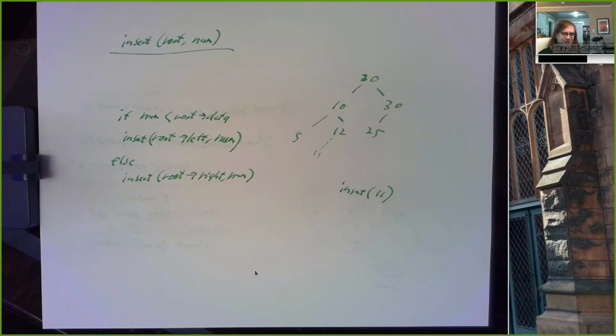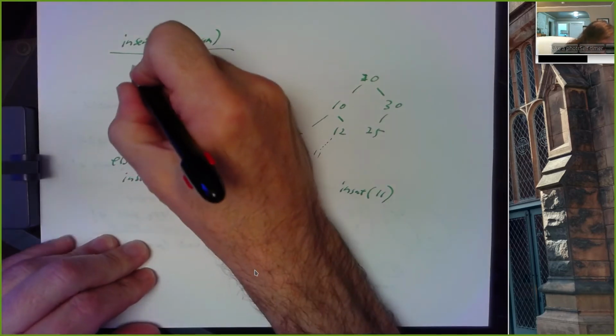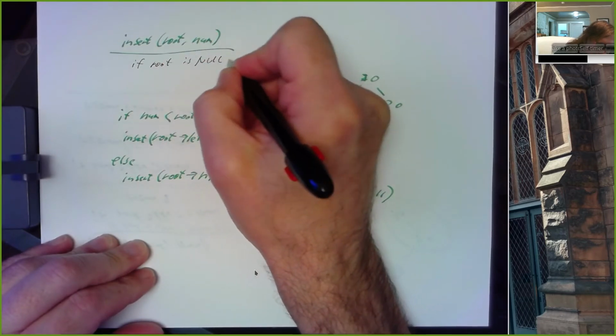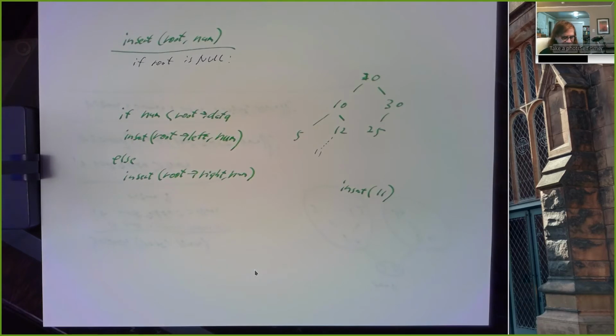So what's the case where we actually have to do some work here? What's the edge case? Null tree. That's almost always going to be the right answer. So our edge case is if the root is null. Alright, so if we're asked to insert a node into an empty tree, what do we do? We make a node, we set the data, we set the left and right children to null, and that is our new tree.